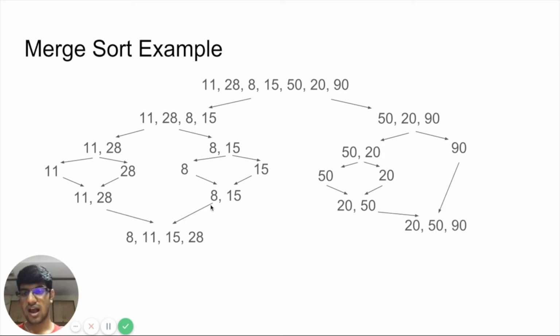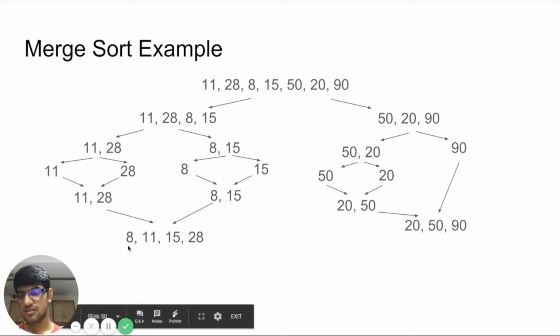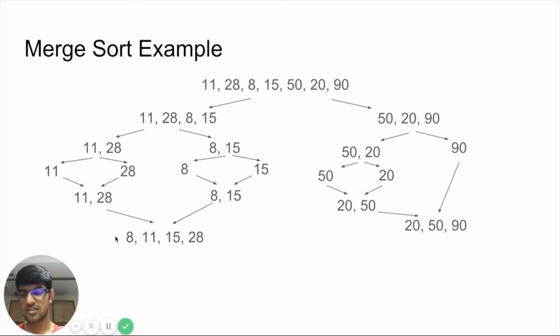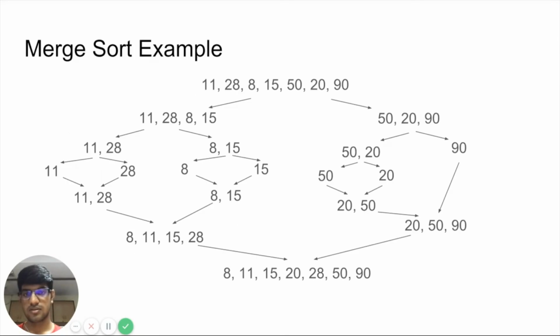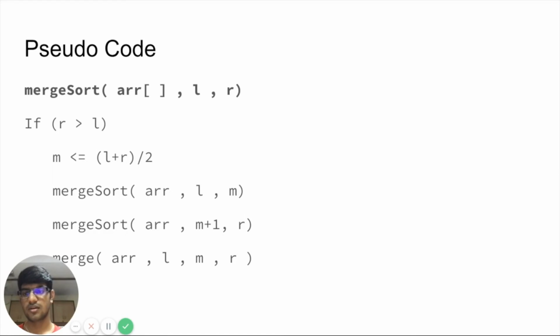Using the merge procedure as described a few minutes ago, we will obtain the following subarrays that are larger than the subproblems that we just solved and are yet sorted. On merging these two subarrays, we will obtain our final answer, that is the sorted array 8, 11, 15, 20, 28, 50, and 90 in the order that we wanted. This marks the end of our example, and I hope that this would have clarified the working of the merge sort procedure. Let us look at the pseudocode of the merge sort procedure.